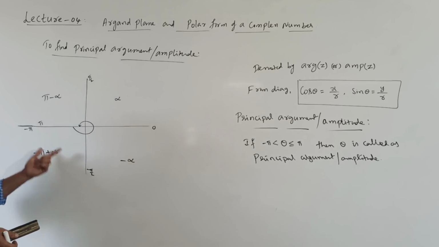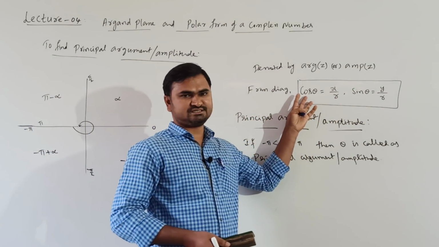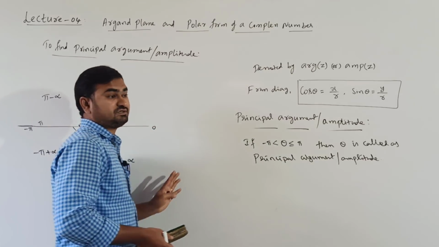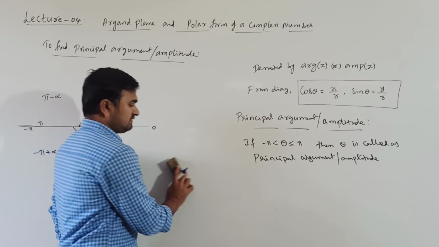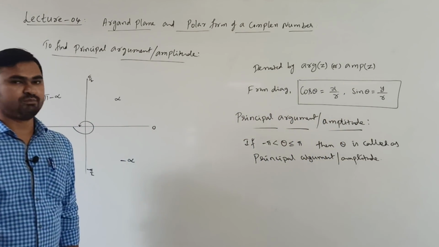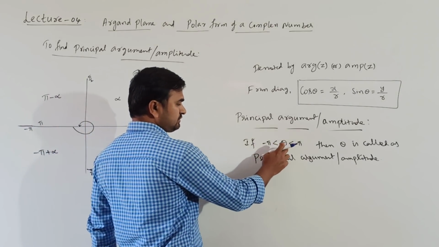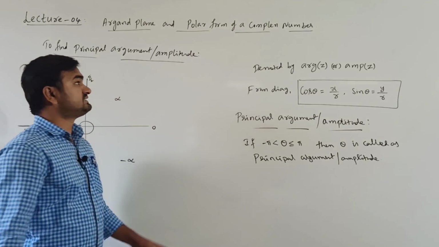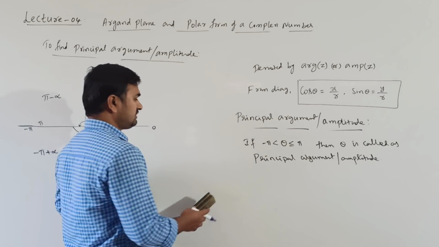So using this table, based on the signs of cos and sin, we can find whichever angle is required. Understand? So this is how we are finding the principal argument or principal amplitude. Understand? Now once we know the principal amplitude or argument, we can represent the complex number in polar form. Okay. See what is the polar form we can write now?